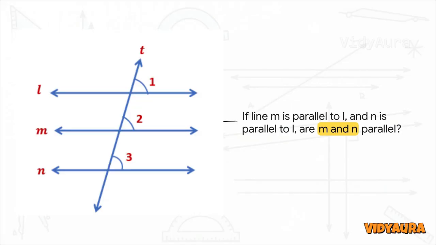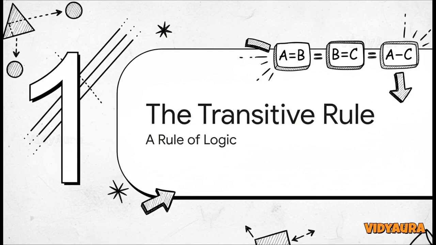Okay, so let's break this down with a picture. We've got three lines here, L, M, and N. Now we know for a fact that line M is parallel to line L. And we also know that line N is parallel to that same line L. So what does that tell us? Does it mean M and N have to be parallel to each other too? Well, let's find out.